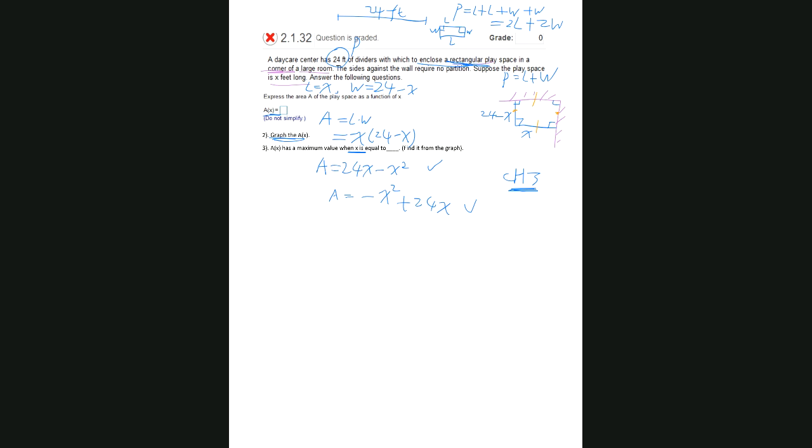That's why you need a TI-84, which I just posted on eCampus. You're going to graph either this one or this one. These two are the same, right? And the A here is the Y. So if I graph 24x minus x squared, I will go to the graph and look at the y maximum. So let's switch to the calculator and graph this.